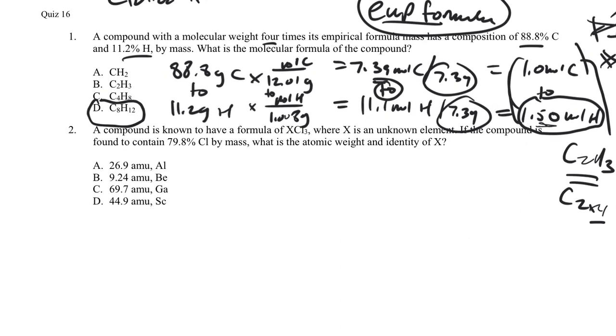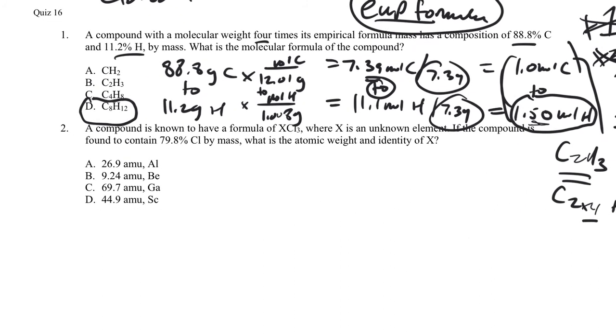Okay, so let's look at number 2 here. We have a compound that has a formula XCl3 where X is an unknown element. And if the compound is found to contain 79.8% chlorine by mass, what is the atomic weight and identity of X? From the choices you can see X is just some element. So is it aluminum chloride, beryllium chloride, et cetera, or one of those other compounds?